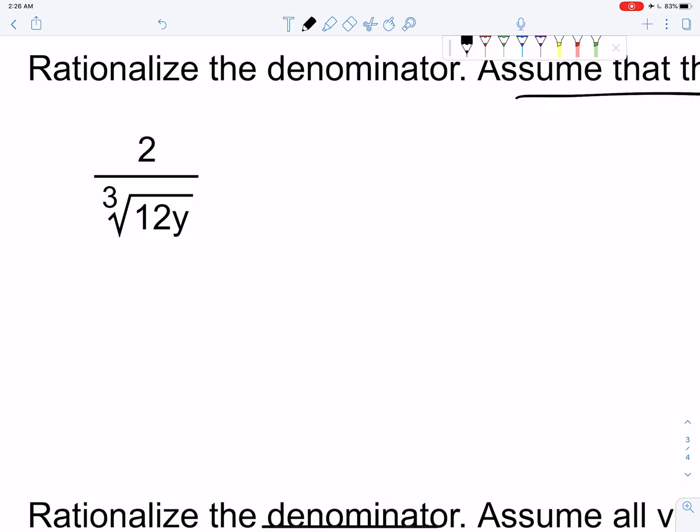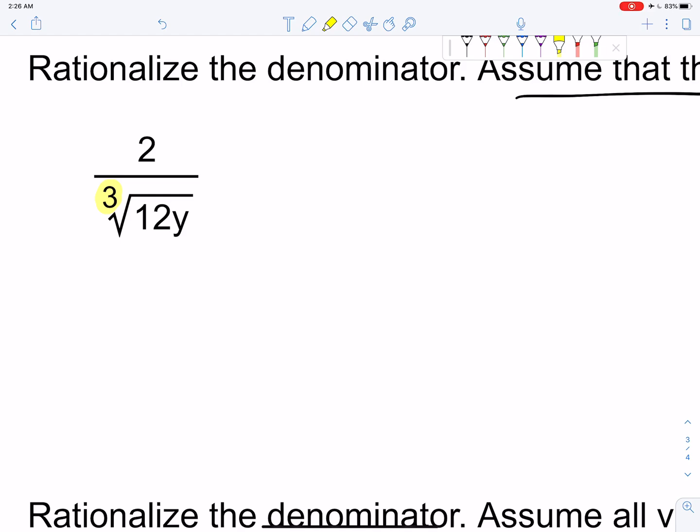So let's take a look here. Now remember, don't forget, you got to know how many of those. And yeah, you can multiply this by the cube root of 12 times 12, so you have 3 12s, and y times y times y, so you have 3 y's, right? You already have 1, so y times y rather.